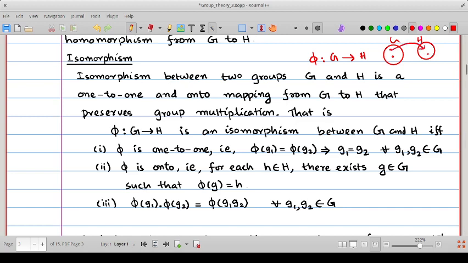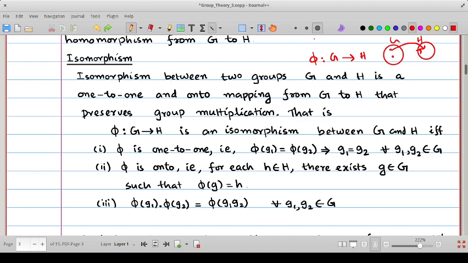So this maps to that and this maps to this. And this kind of mapping is not allowed because two distinct elements in G cannot be mapped to the same element of H. So such a mapping is called a one-to-one map.